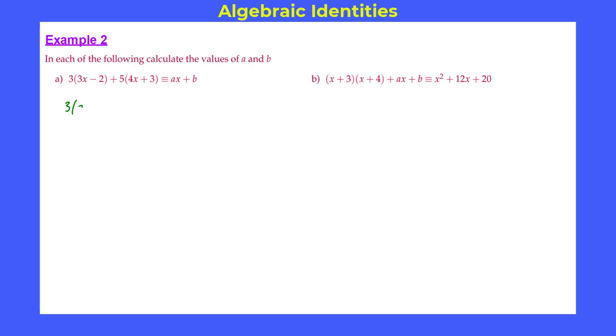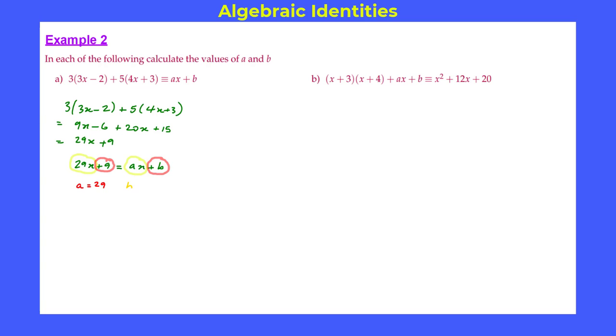Slightly more complicated, but the same process. We need to expand out our brackets and simplify first. So expanding this one through, collecting all our terms together, it tells me we've got 29x plus 9 on the left-hand side. On the right-hand side, we've got ax plus b, and when we compare them, 29x is the same as ax, so a is 29, and 9 is the same as b, so b is 9.